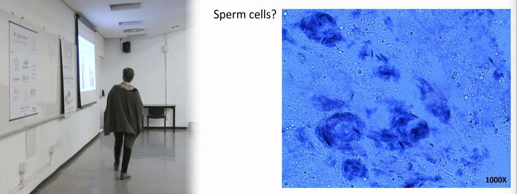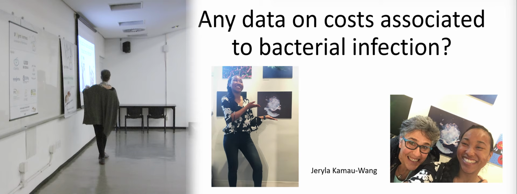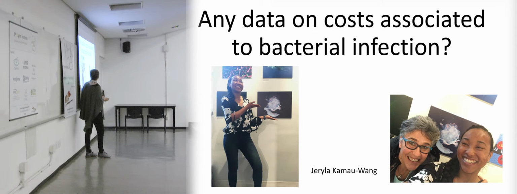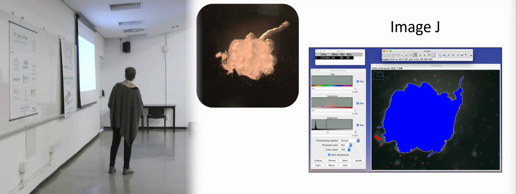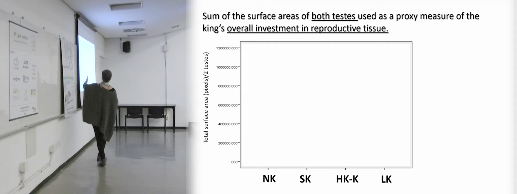Okay? This is data. The only data I have for you today is thanks to Jorayla, who is an amazing student, and she's here presenting her testes work. She did the ImageJ, so you get the surface area. And this is the only graph I have for this: total surface area in pixels as a function of the two testes.